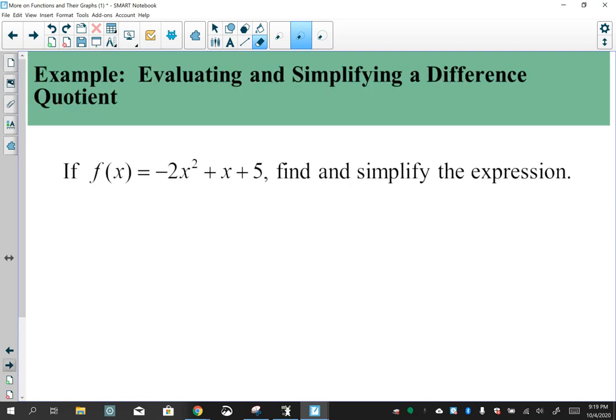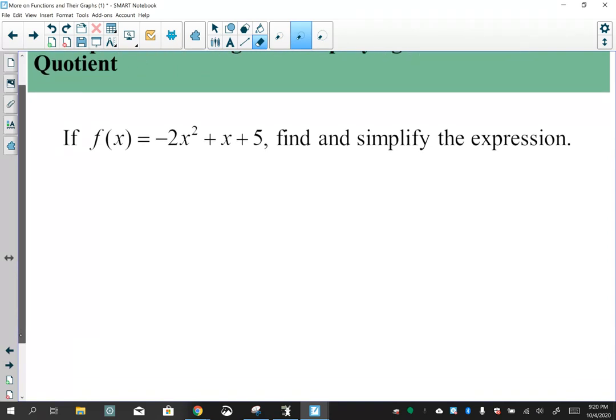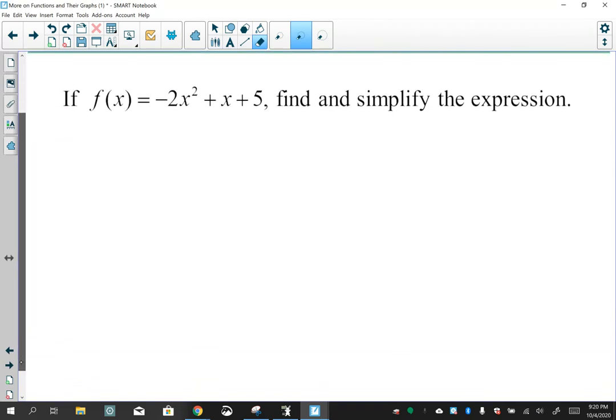This is kind of a long process, so keep this in mind as well. Don't start this if you have only a little bit left on your notes page. Go to a new page. So we are going to take this and apply the difference quotient to it and simplify. So there we go. This is what we're going to do.